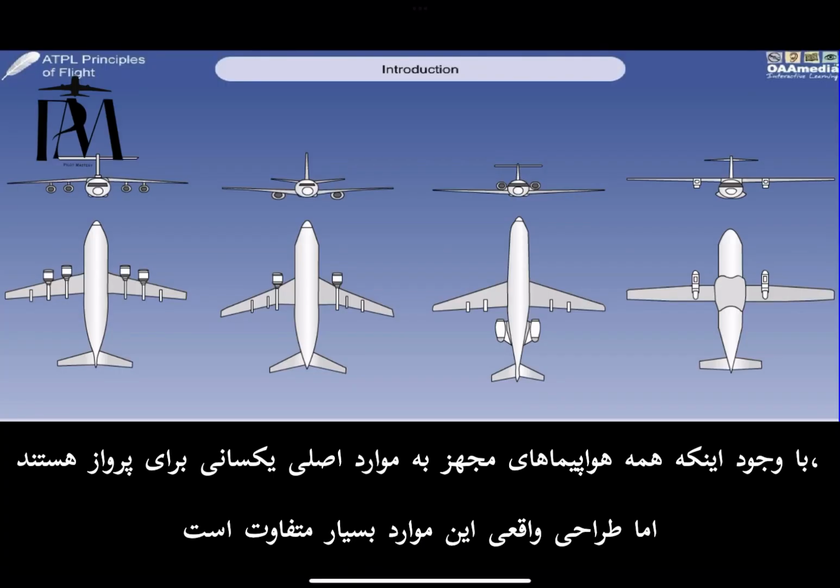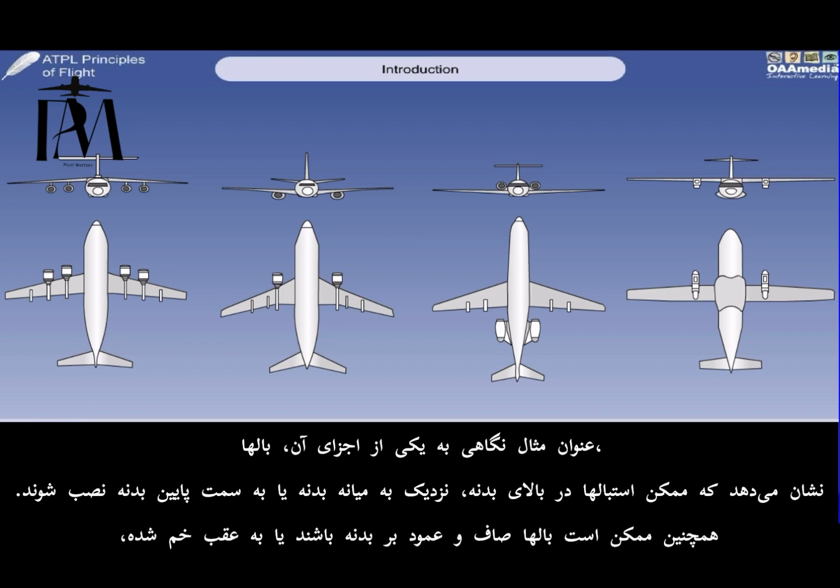Although all powered aeroplanes have the same primary components for flight, we notice that the actual design of these components is quite different. Looking at one component, the wings, they may be mounted at the top of the fuselage or close to the middle or towards the bottom of the fuselage.